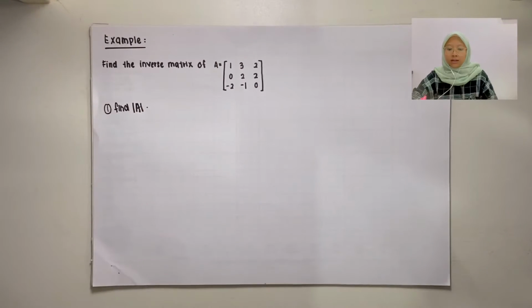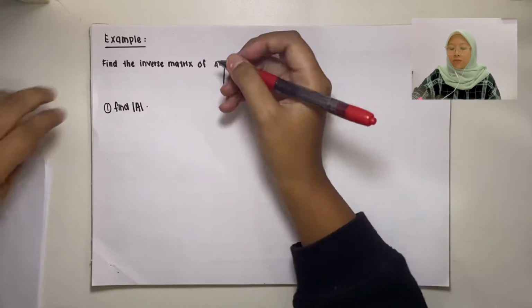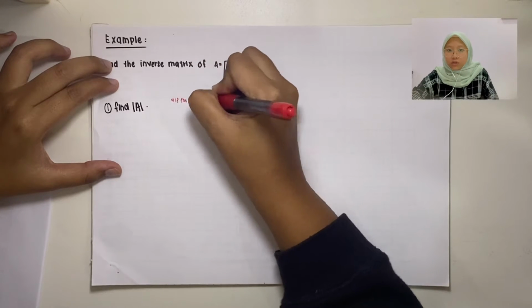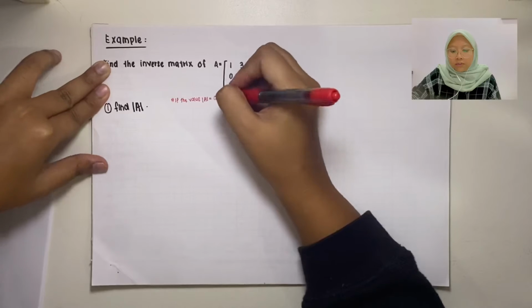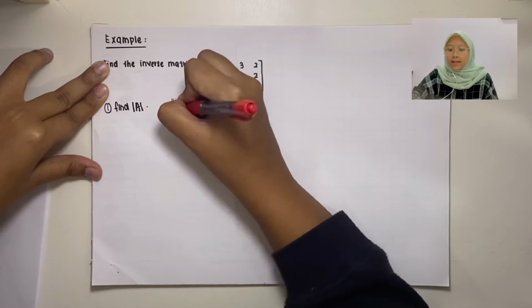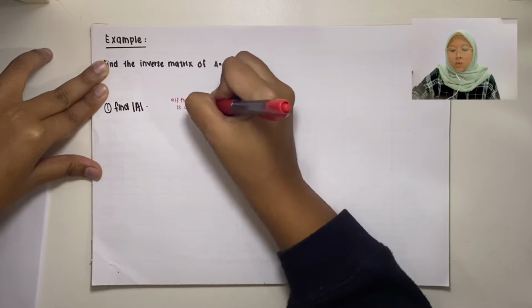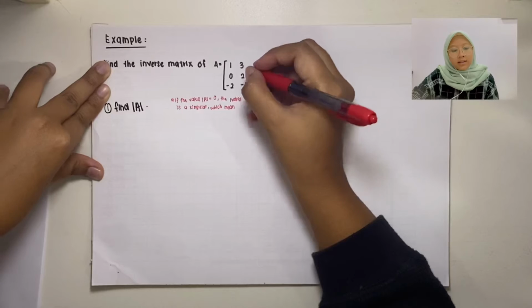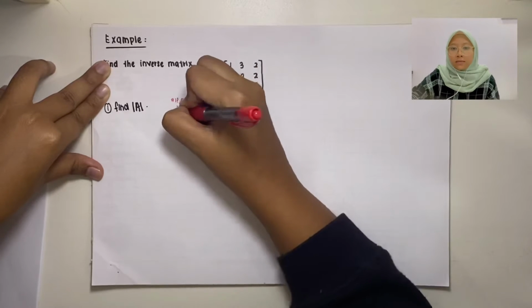Why do we need to find the determinant first? Because we need to check whether the matrix has an inverse or not. If the value of the determinant is 0, the matrix is a singular matrix, which means it doesn't have an inverse.